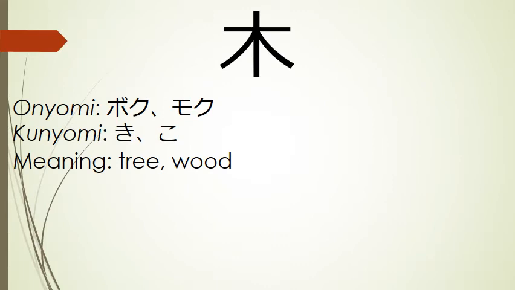And our next kanji is the kanji for tree or wood. Its onyomi include boku and moku, and its kunyomi include ki and ko.